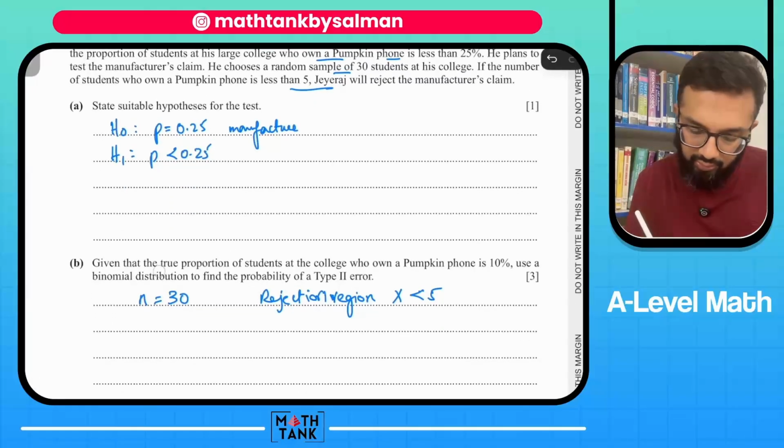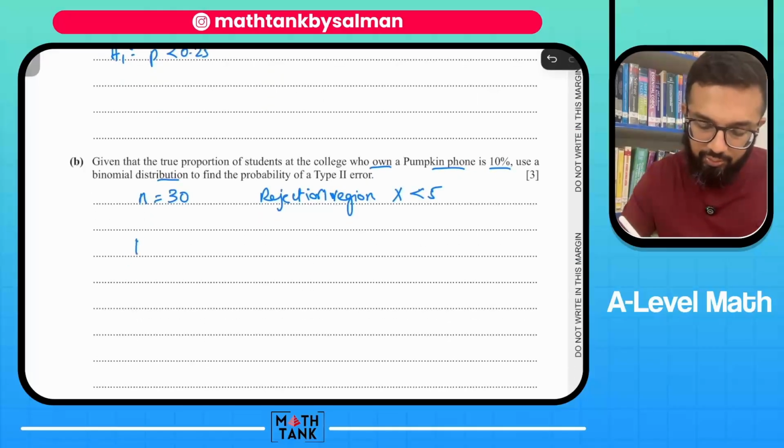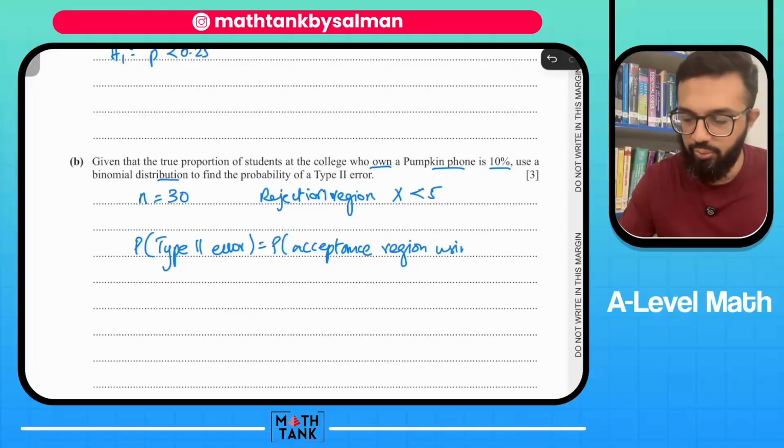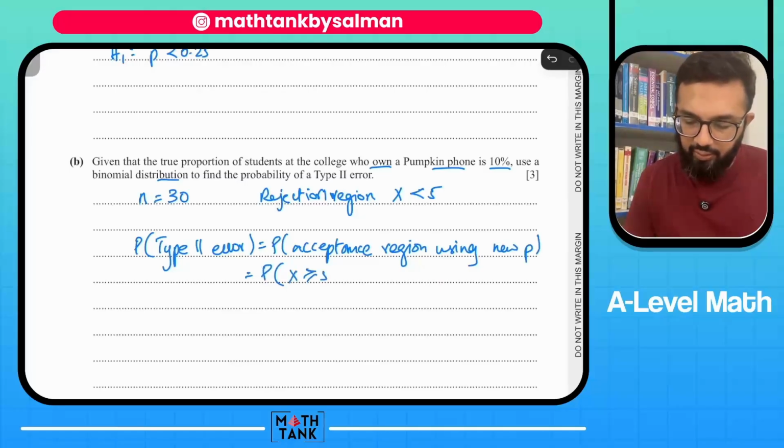What is the question asking you? Given that the true proportion of students at the college who own a pumpkin phone is 10%, use a binomial distribution to find the probability. So what is the probability of a type 2 error? Write that down. It's the probability of the acceptance region using the new P. The probability of X greater than or equal to 5 using the new P.